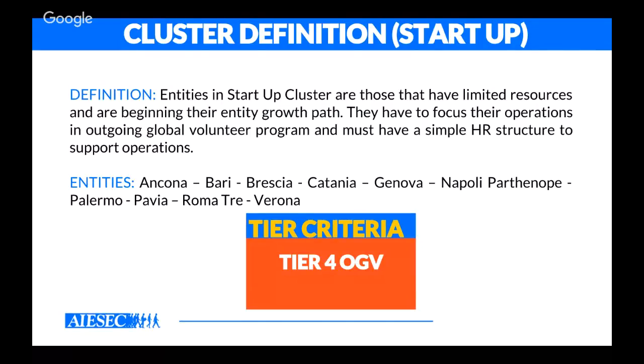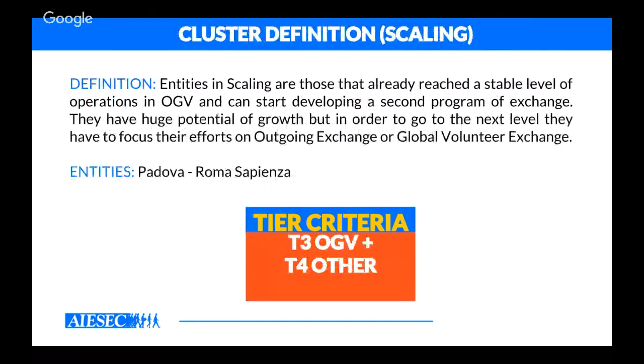So we need to ensure an amount of OGV performance that makes the LC sustainable. Then we have the scaling cluster. LCs in this cluster are the ones who manage to be on tier 3 of OGV, and then they can run other products. Of course, in all the clusters you can run other products, but again, the criteria are based mainly on OGV, at least for the startup and scaling clusters. So right now we have 2 entities there: Padova and Roma Sapienza, and that is it regarding the scaling cluster.